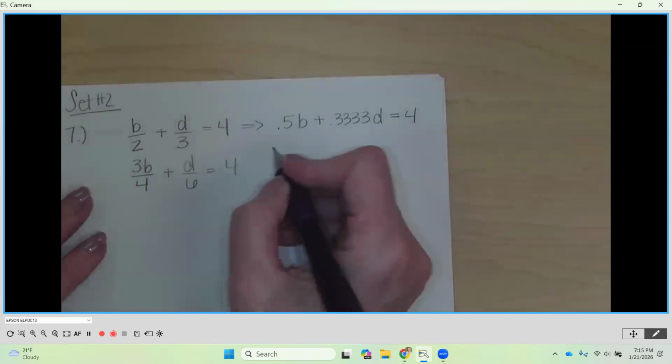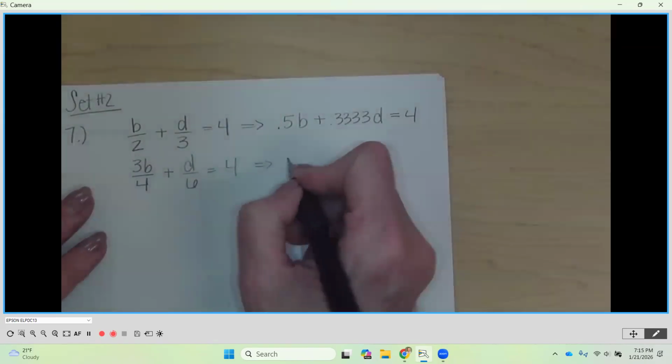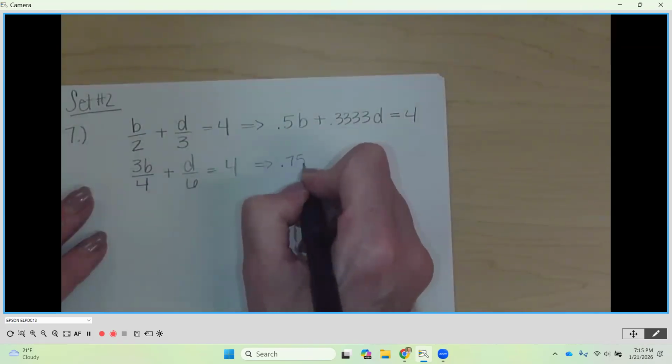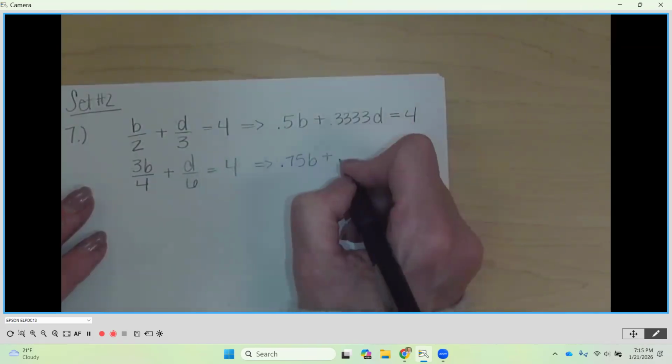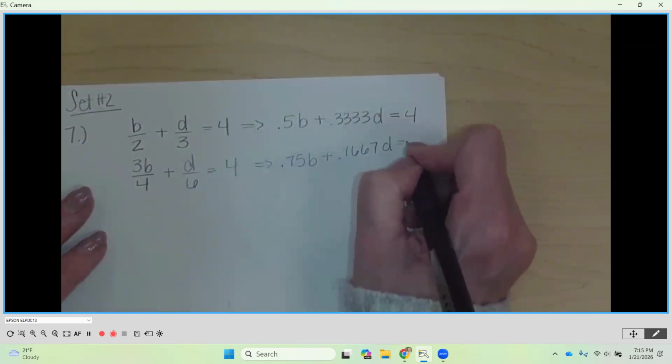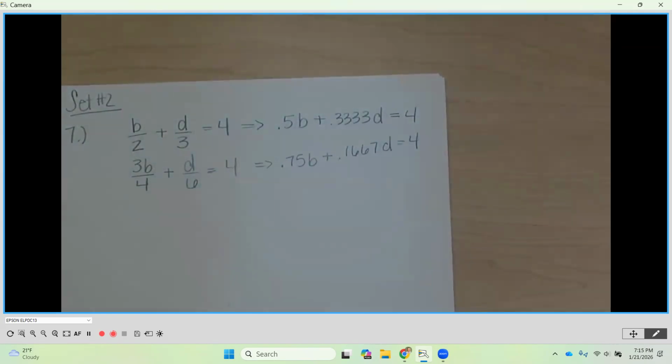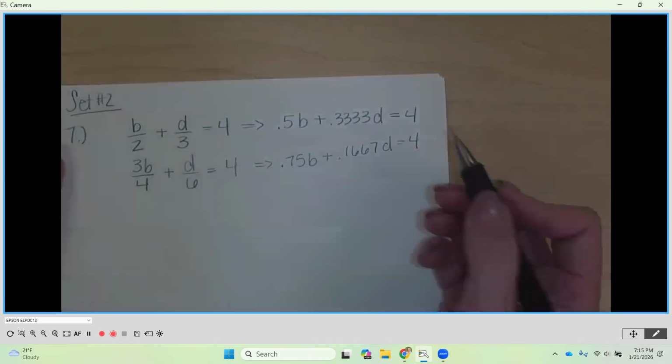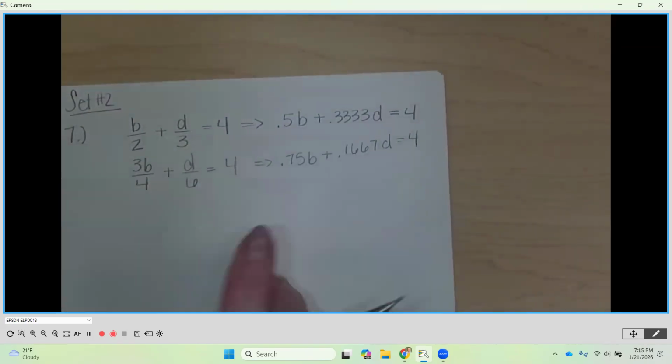And then my other one down here is going to be 0.75b plus 0.1667d is equal to 4, right? 1 divided by 6 is 0.1667. All right. So now that I have these two in this format, and again, if you wanted to hold the fractions, go ahead and do that.